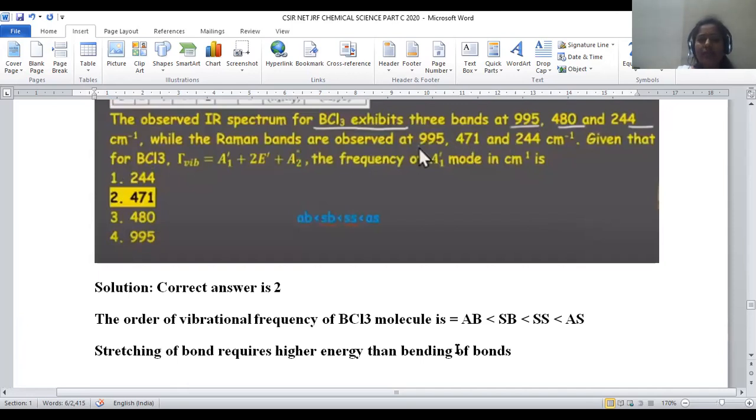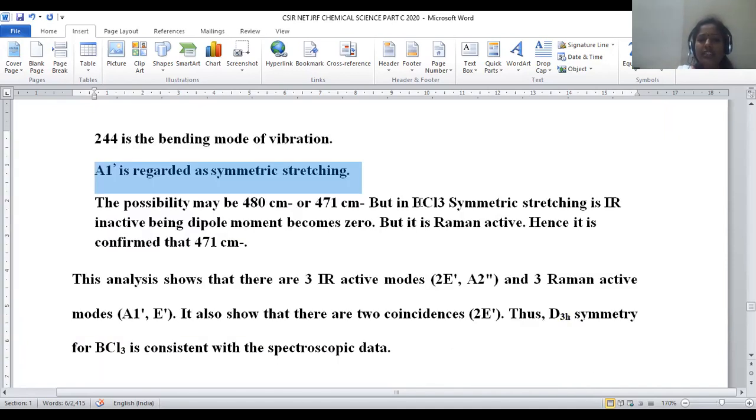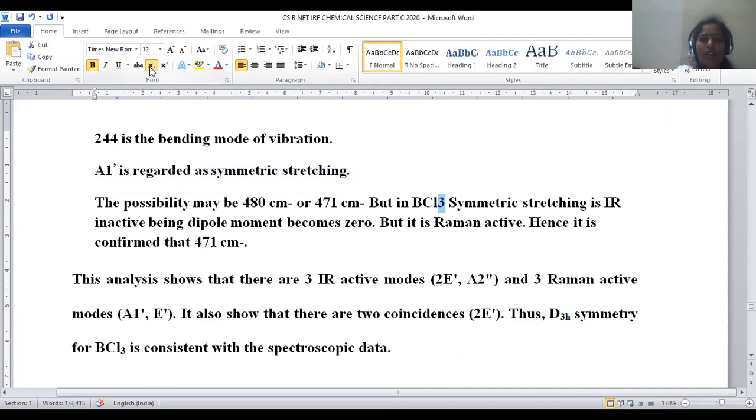480 or 471. But when we consider the molecule within the problem, which molecule is given? BCl3 molecule was given to us. In case of BCl3, boron trichloride molecule, symmetric stretching is known to be IR inactive. Why is it known as IR inactive? Because the dipole moment value becomes 0, it being a symmetrical molecule, right?